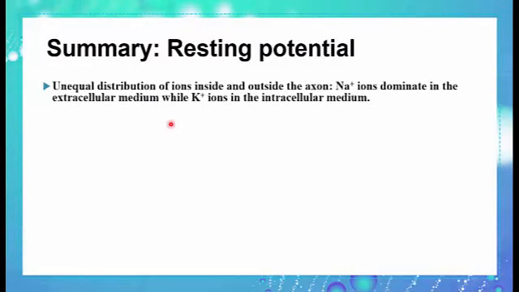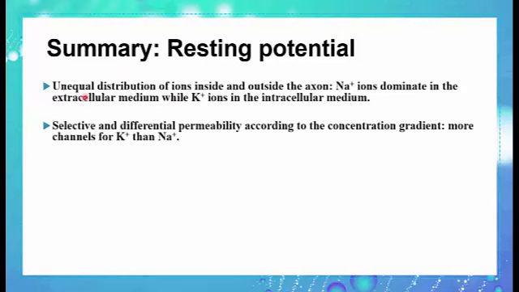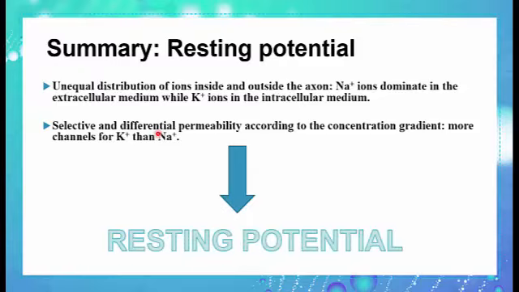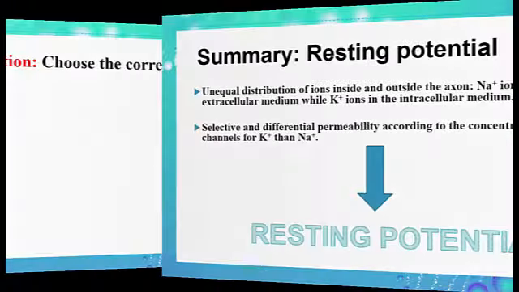So as a summary for the resting potential, we have 2 causes, 2 origins. The first one is the unequal distribution of ions. Sodium dominates outside the cell while potassium ions inside the cell. And the second one is the selective and differential permeability. Selective because we have channels only for sodium and potassium ions, while these channels are different. The number of potassium channels is more than that of sodium channels. These 2 causes create the resting potential of minus 70 millivolts.